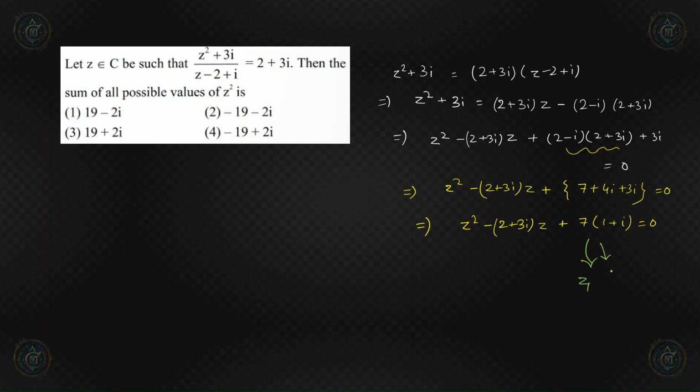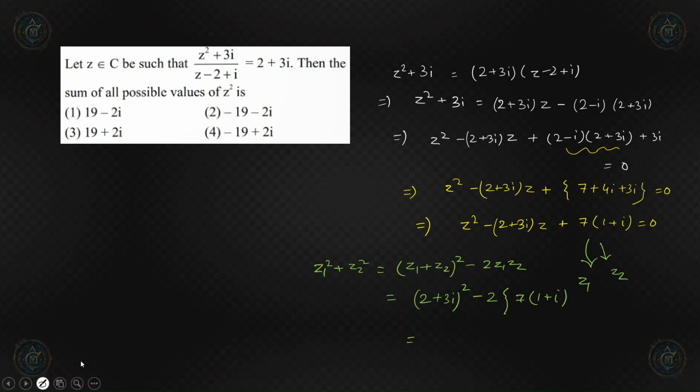So let's say z1 and z2, because we are dealing with complex numbers, so there exist exactly two roots in the complex plane. So the sum of all possible values of z square will be nothing but z1 square plus z2 square. This we can easily calculate by the theory of equations. We know this can be written as (z1 plus z2) whole square minus 2 z1 z2. So z1 plus z2 is 2 plus 3 iota, its whole square, minus 2 times z1 z2, which is 7 into (1 plus iota).